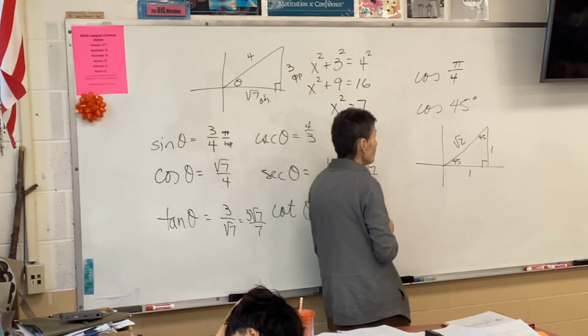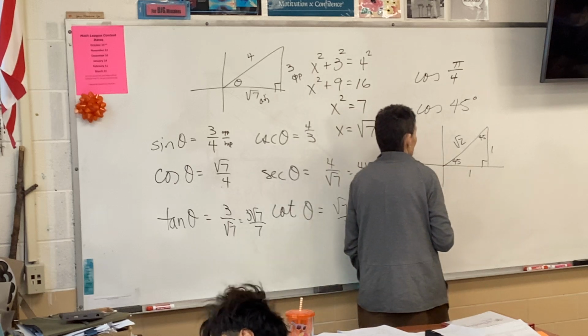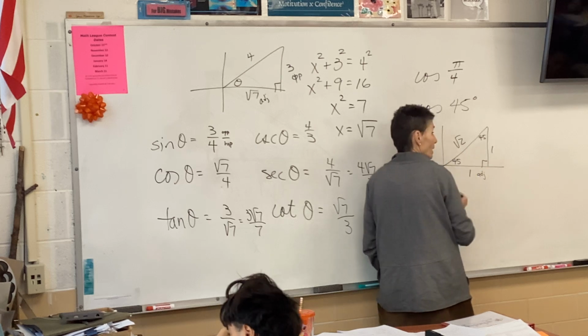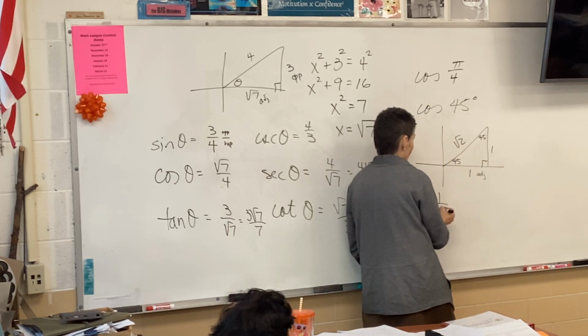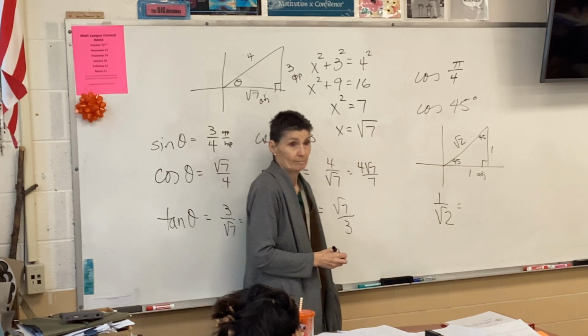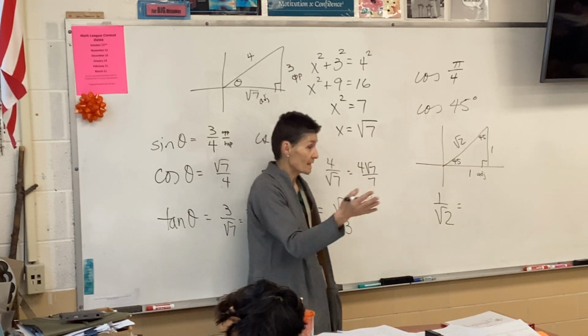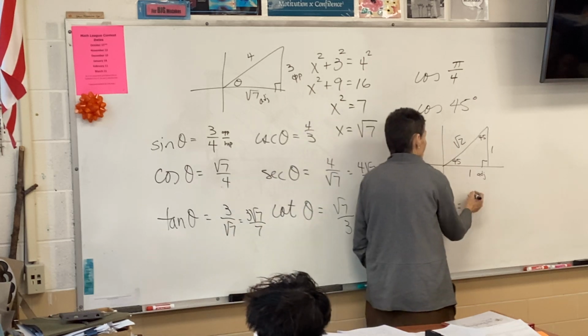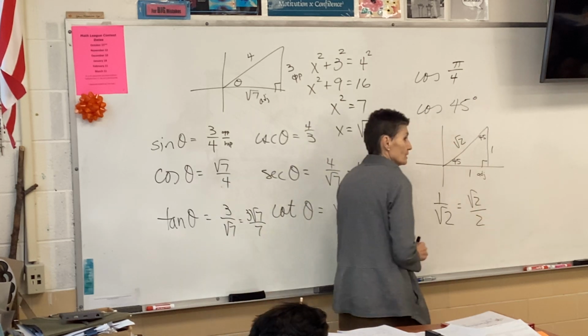I'm doing cosine. Cosine is adjacent over hypotenuse. 1 over root 2. But then again, if you want to get an A plus, you're going to do square root of 2 over 2.